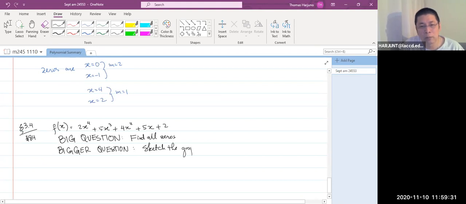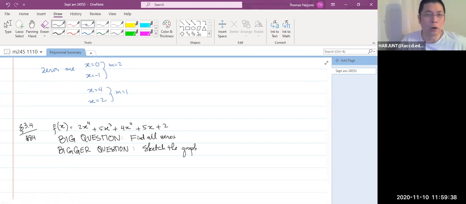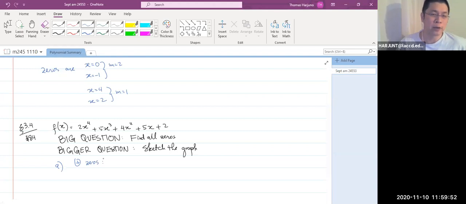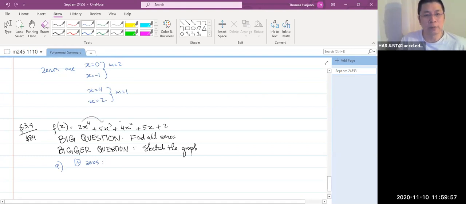Now, I call them big questions because to answer these big questions, we need to break them up into smaller parts. For example, the first one is how many positive zeros? How many zeros on the right-hand side of the y-axis? There's no variation of sign, right? We see positive, positive, positive, positive. The coefficients are all positive, so there will be no positive zeros.